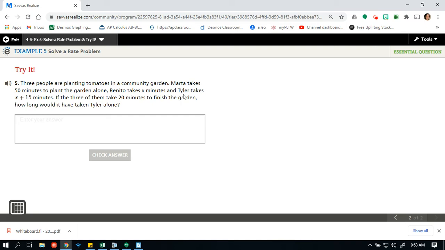So in our case, Maria, for one garden, it takes her a rate of 1 garden per 15 minutes. Well, Benito, it takes 1 garden per x minutes, and Taylor, it takes 1 garden per x plus 15 minutes. If the 3 of them work together, it takes 20 minutes, so all 3 of them together, 1 over 15 plus 1 over x plus 1 over x plus 15 will equal 1 over 20, and that will tell you what x is, and then you have to add 15 to that to find Taylor's time alone.